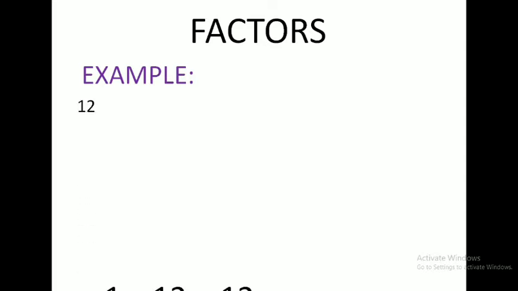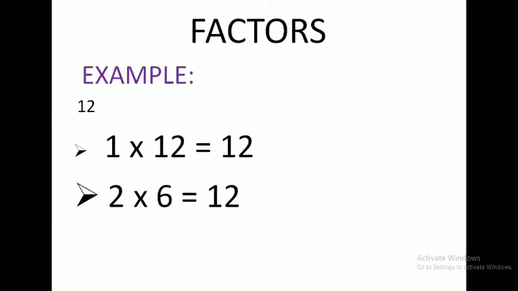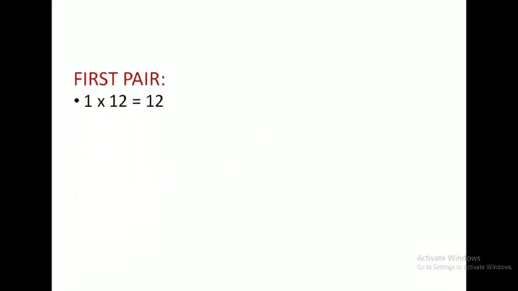So 1 into 12 equals 12. 2 sixes are 12. And 3 into 4 equals 12. So we got 3 pairs of numbers that when multiplied give us the product 12. Now let us take each pair of numbers separately and understand what it means.